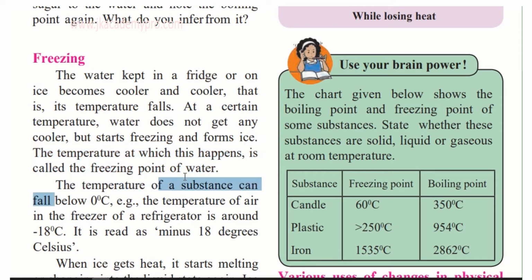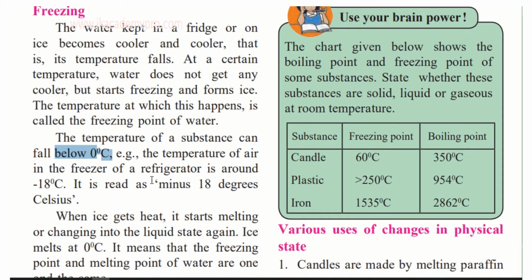And the temperature of a substance can fall below 0 degrees Celsius also. Okay. So if you had noticed that thermometer, the scale, there are even some markings below 0 also. Okay. So that will go under minus. We had seen it in the freezer section. It is minus 18 degrees Celsius. So, the temperature of air in the freezer of a refrigerator is around minus 18 degrees Celsius, and it is read as minus 18 degrees Celsius.